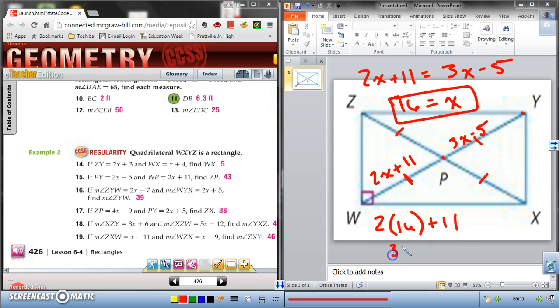2 times 16 is 32, plus 11 is 43. Now that's technically what I just found, the measurement from W to P. But we talked about the fact that all four of these are the same. So if I find one of them, then I found all four of them. So this is WP, but it's also ZP, which is what you were asked to find in the problem.